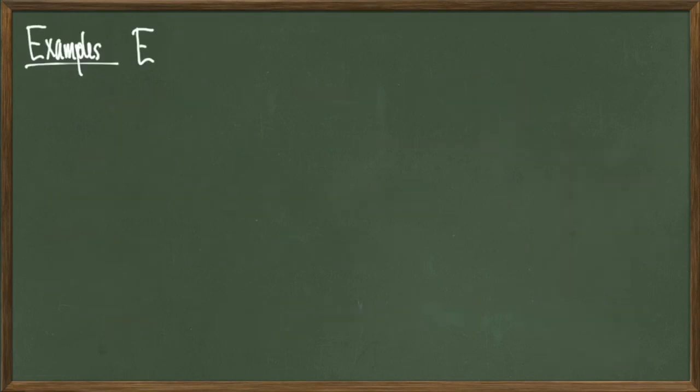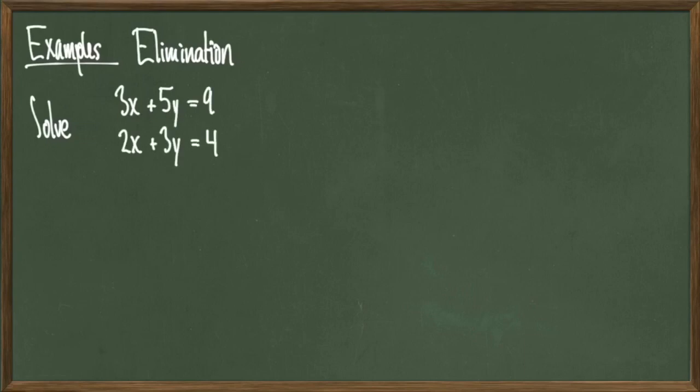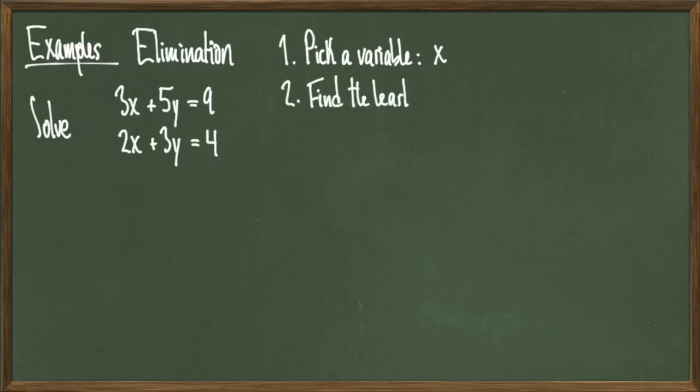For our next example, consider the system 3x plus 5y equals 9 and 2x plus 3y equals 4. And to solve this, we'll be using the method of elimination. To use elimination, we'll run through the steps. First, pick a variable. So for us, we'll just start with x.